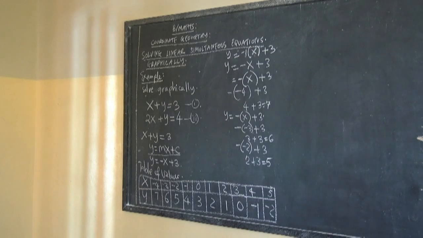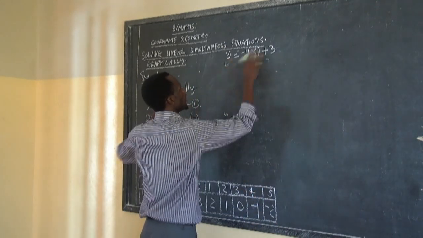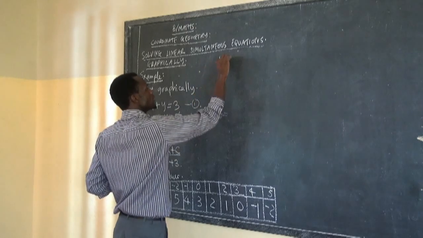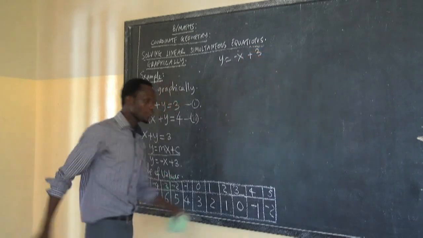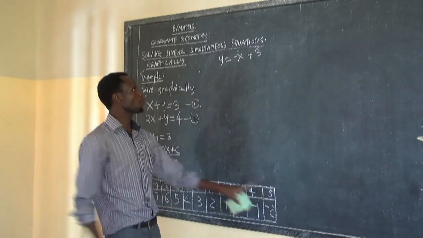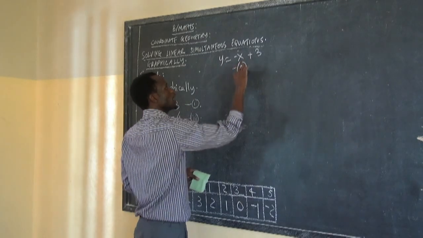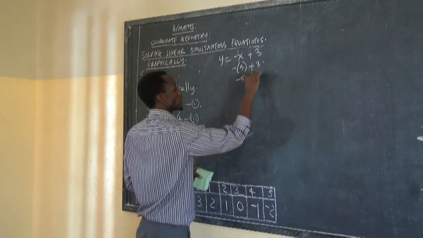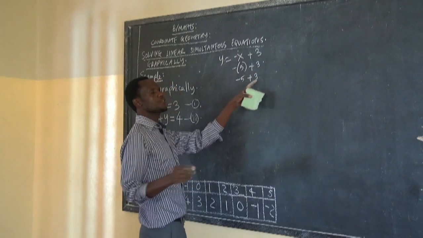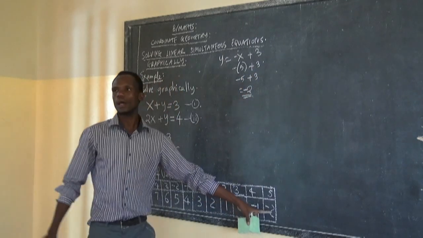Is it true that if x is 5, y is equal to negative 2? We can even prove, no problem. If y is equal to negative x plus 3, what if x is equal to 5? Negative 1 times 5, plus 3. Then you have negative 5 plus 3. Negative 5 plus 3, you have negative 2. That is what you see here.